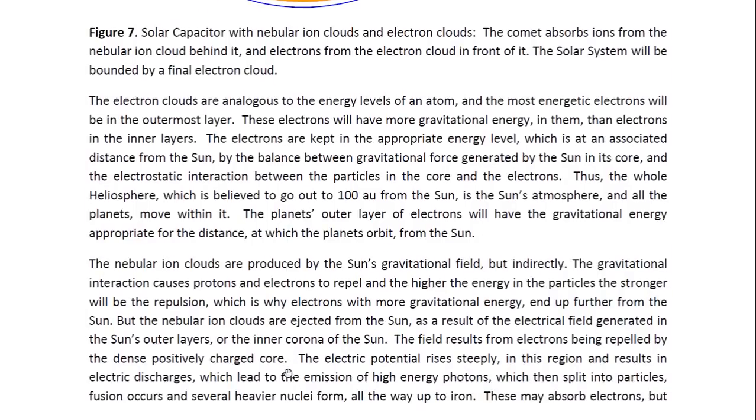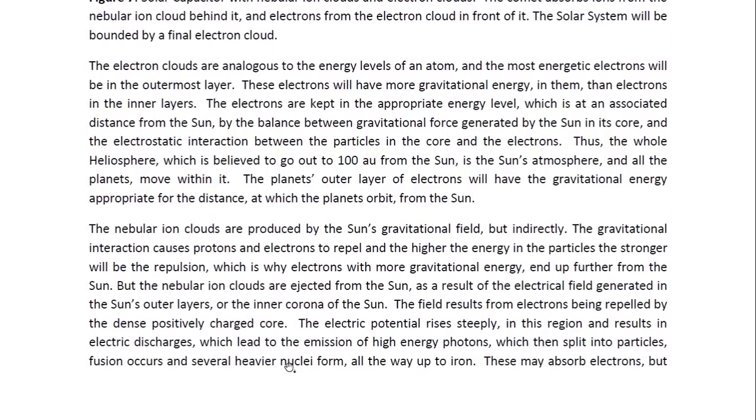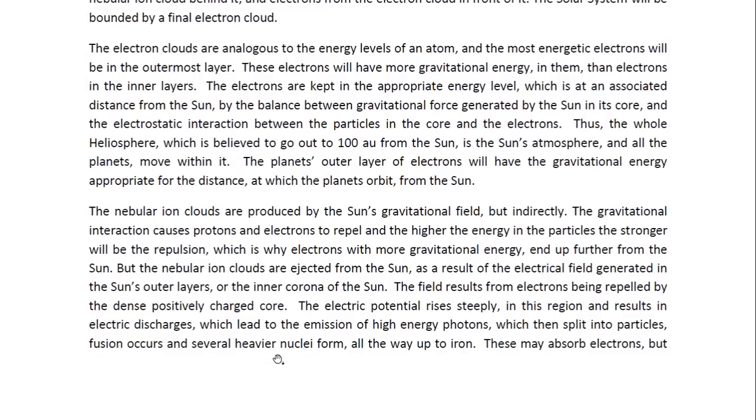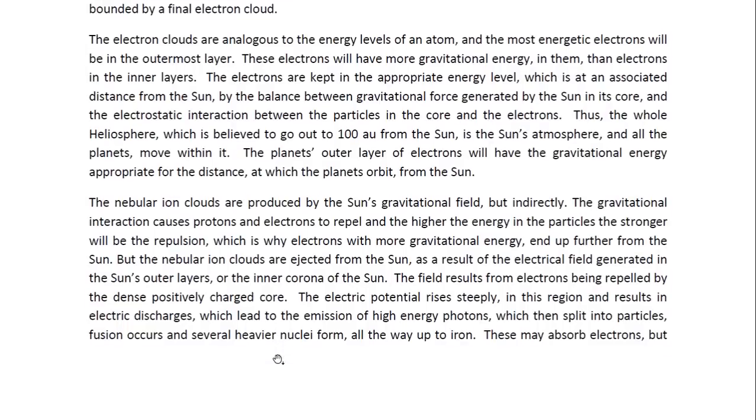Now, the nebular ion clouds are produced by the Sun's gravitational field, but indirectly. The gravitational interaction causes protons and electrons to repel, and the higher the energy in the particles, the stronger will be the repulsion, which is why electrons with more gravitational energy end up further from the Sun or further out from the nucleus of an atom. But the nebular ion clouds are ejected from the Sun as a result of the electric field generated in the Sun's outer layers, or the inner corona of the Sun.